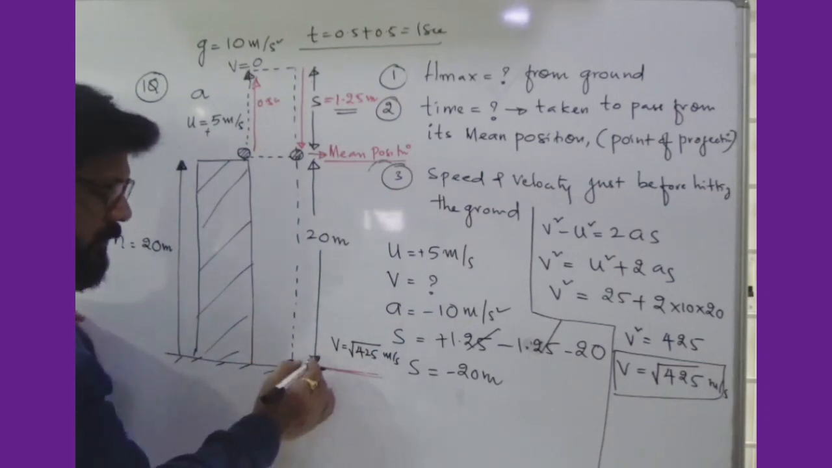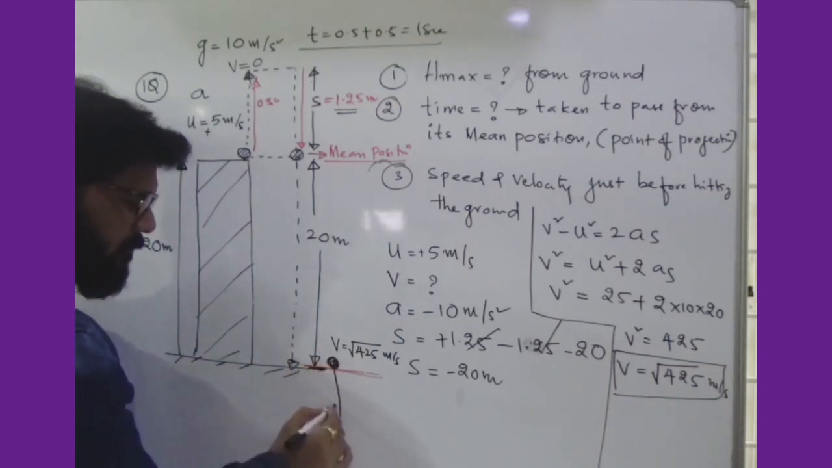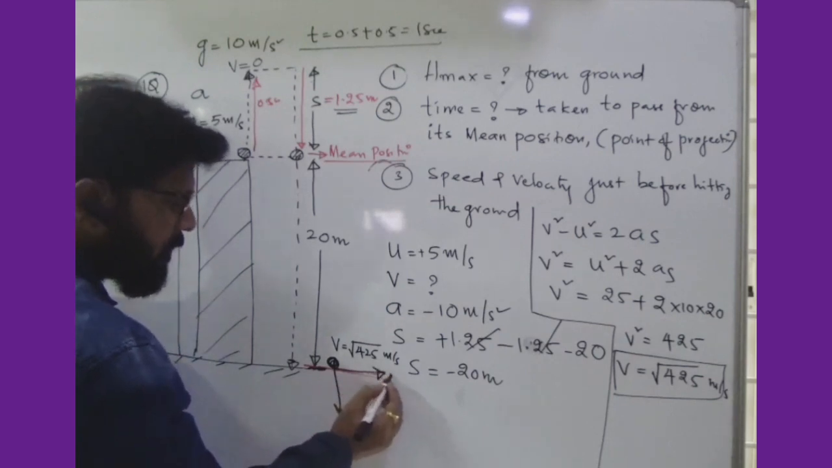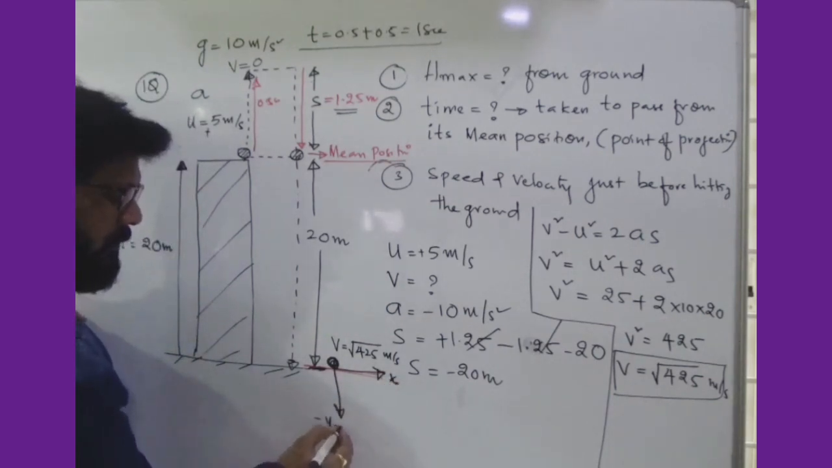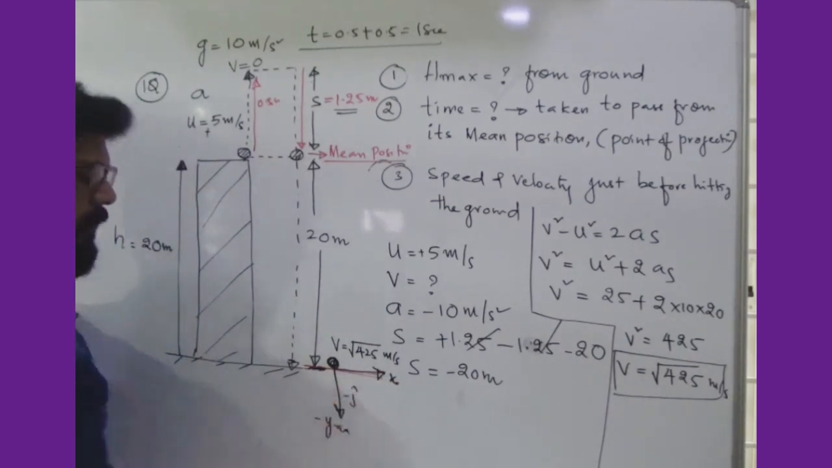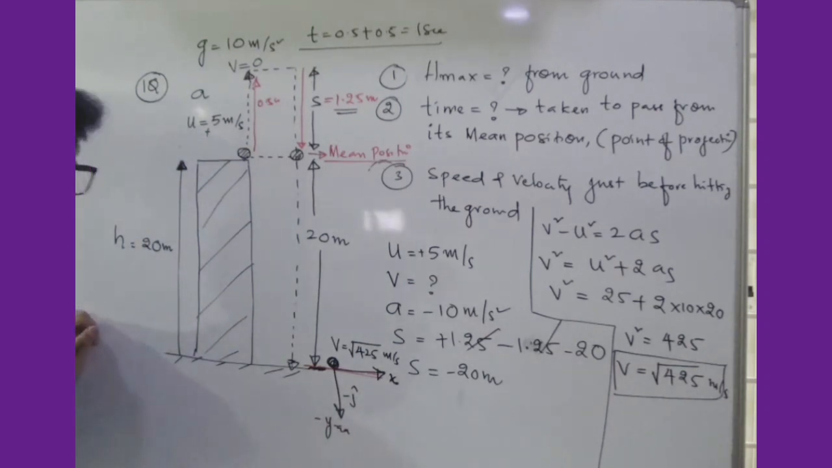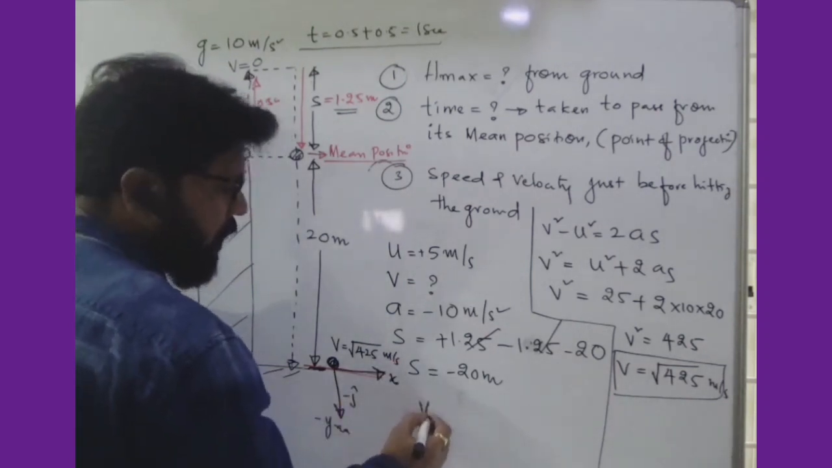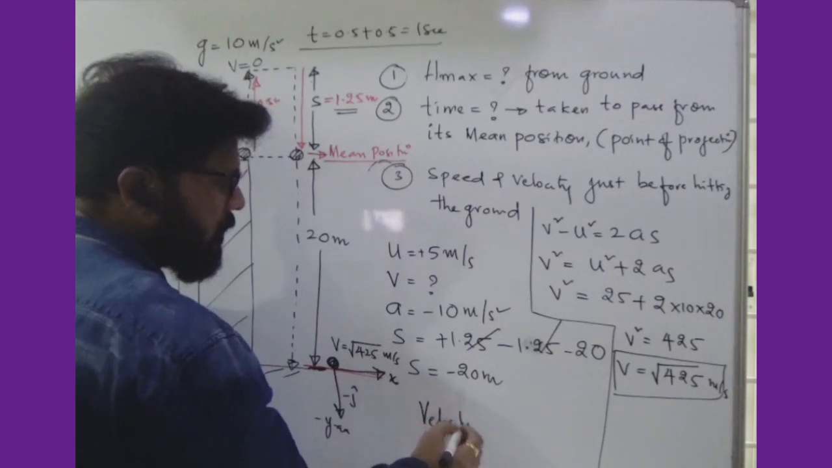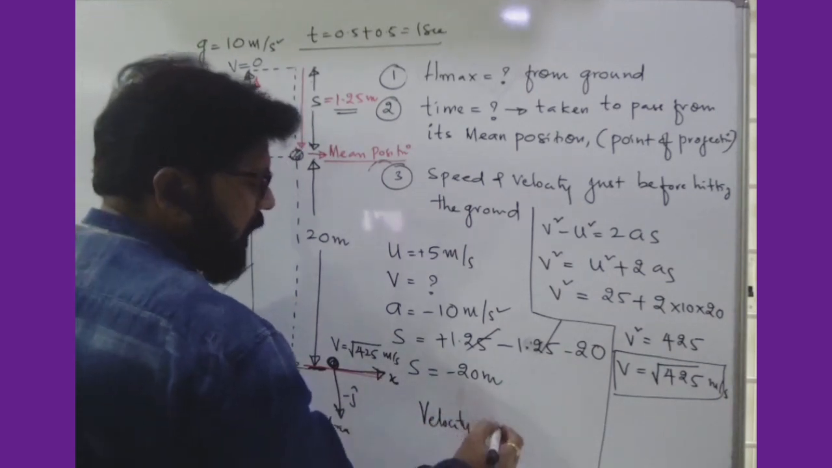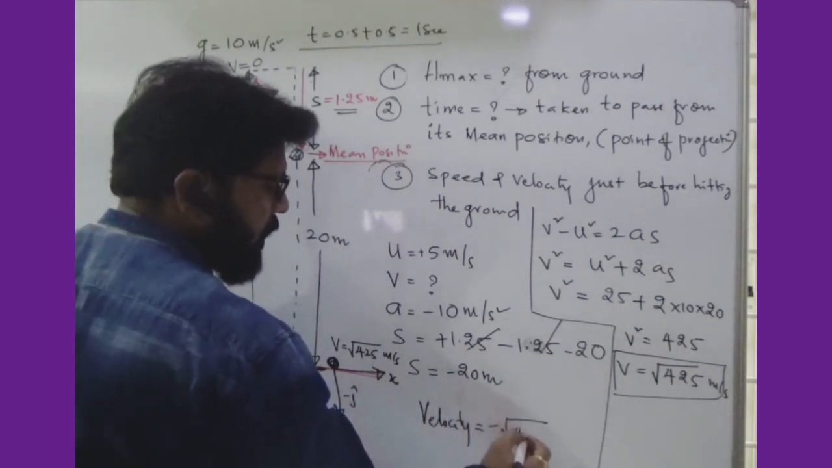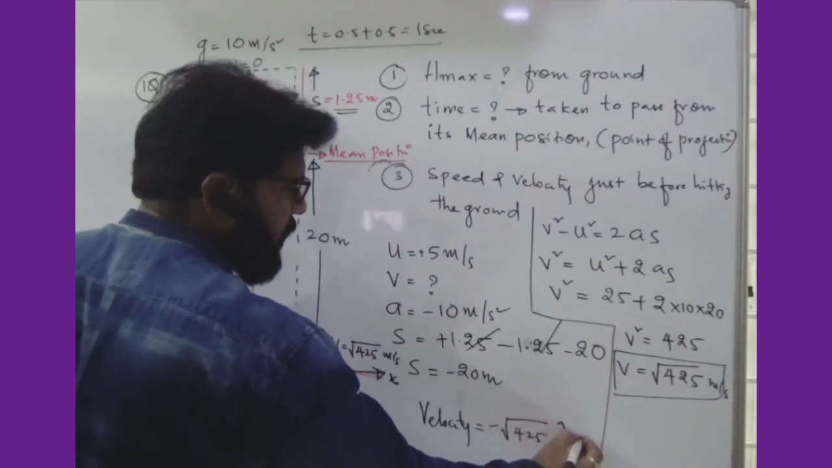If I want to take the direction when it hits, it will be in the downward direction. Let me take this as the x axis and this as the minus y axis. That means minus j cap. If I want velocity, then what can I write? Minus root 425 j cap meter per second.